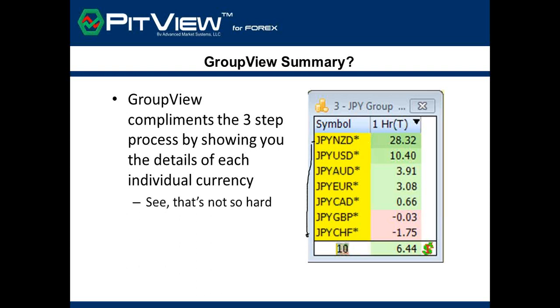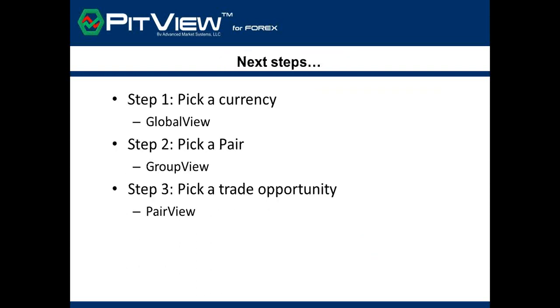I always say never suffer from analysis paralysis. It just makes things difficult. So as far as next steps, we already picked our currency. We picked our currency through GlobalView to see which currency is very strong or weak in the market. You can look at it either way. We picked an individual pair that we want to take a closer look at by looking at GroupView. And now it comes down to we want to pick a trade opportunity through PitView.